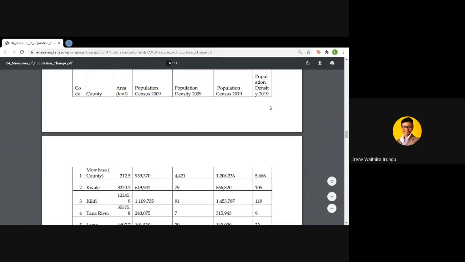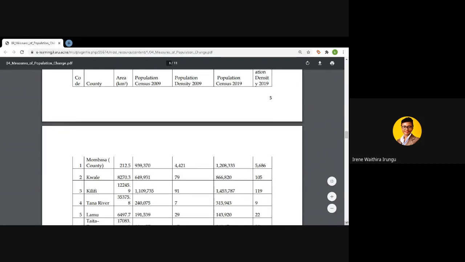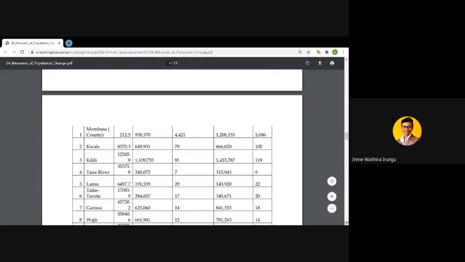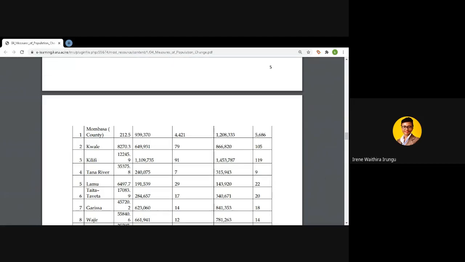Let's see if we have a scenario where the population density has actually reduced. You can see for Tana River, there has only been a marginal increase. This was at 7, and this is now at 9, which is still an increase, but a marginal one. This is a good example. So we have Lamu: as at 2009, the population density was 29. Now, as at 2019, the population density is actually 22.